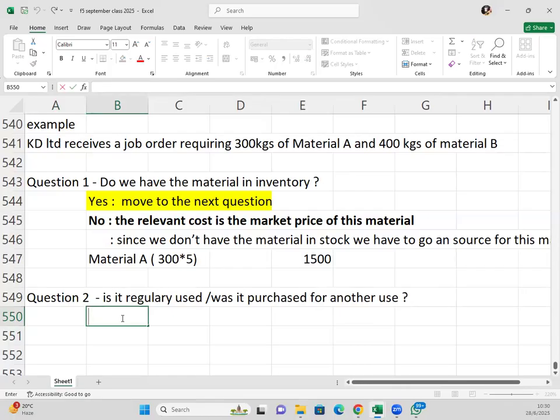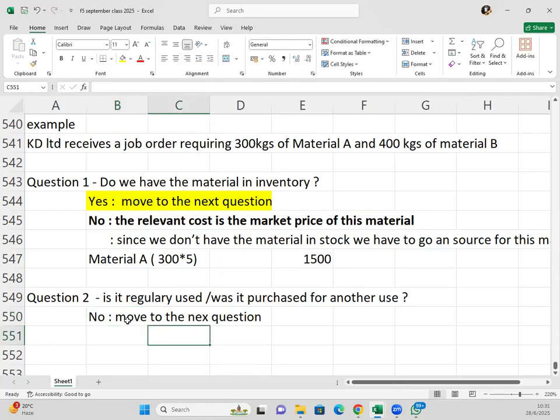The answer again is either yes or no. But this time around, we'll start with no. If it's not regularly used, we then go to no. If it's not regularly used, we move to the next question. So if we have the material and it's not regularly used, we move to the next question.